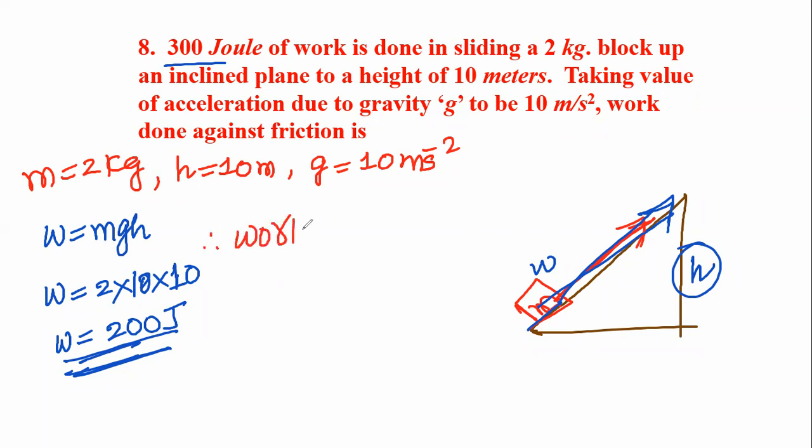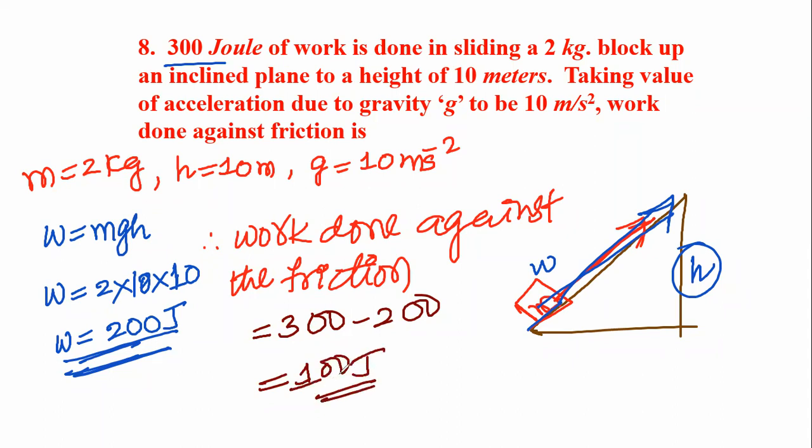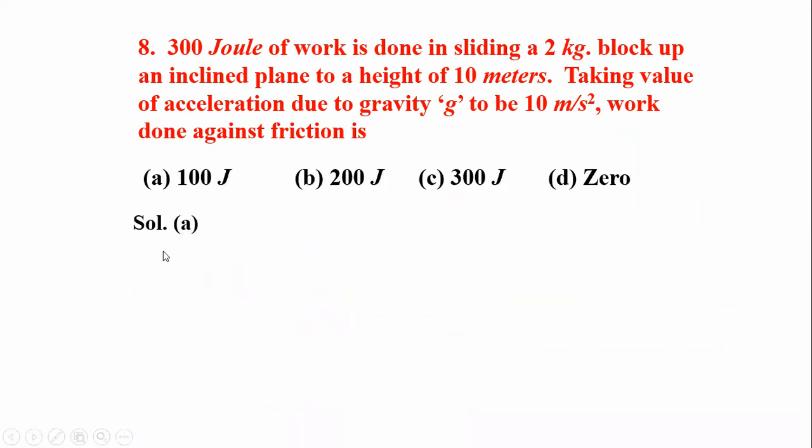Therefore, the work done against the friction is 300 minus 200, which means 100 joules. 100 joules is needed for the frictional force. Work done against the friction is 100 joules. Option A is correct.